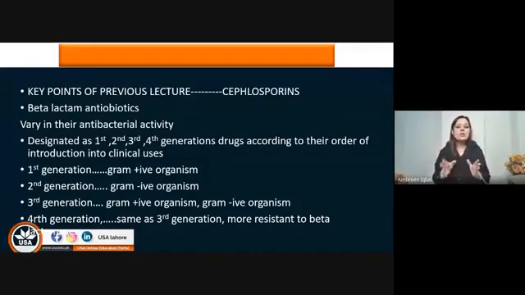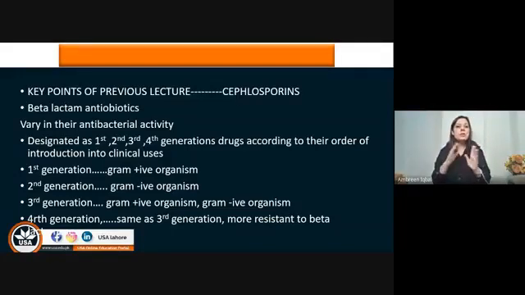All these generations vary in their antibacterial spectrum. As we have studied, the first generation is good enough for gram-positive bacteria like staphylococci and streptococci. The second generation is good for gram-negative bacteria, while the third generation is good for gram-positive as well as gram-negative bacteria. Similarly, the fourth generation is also good for gram-positive and gram-negative bacteria, along with those bacteria which show resistance to penicillins.